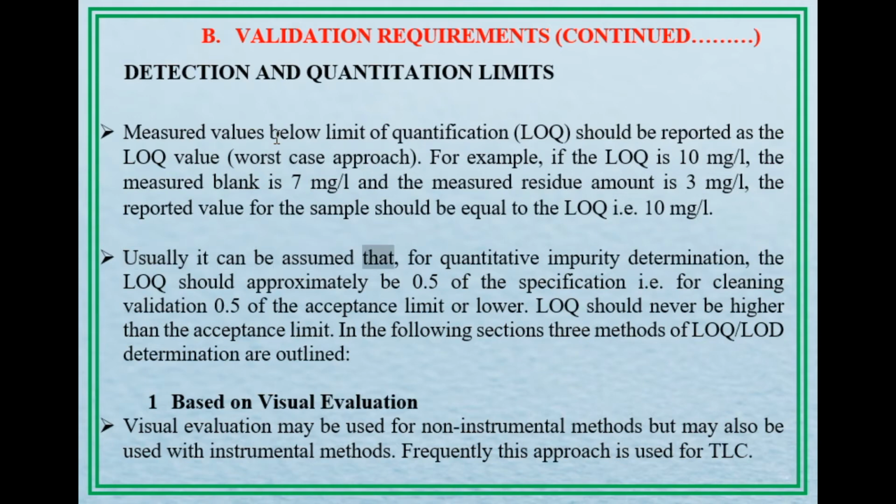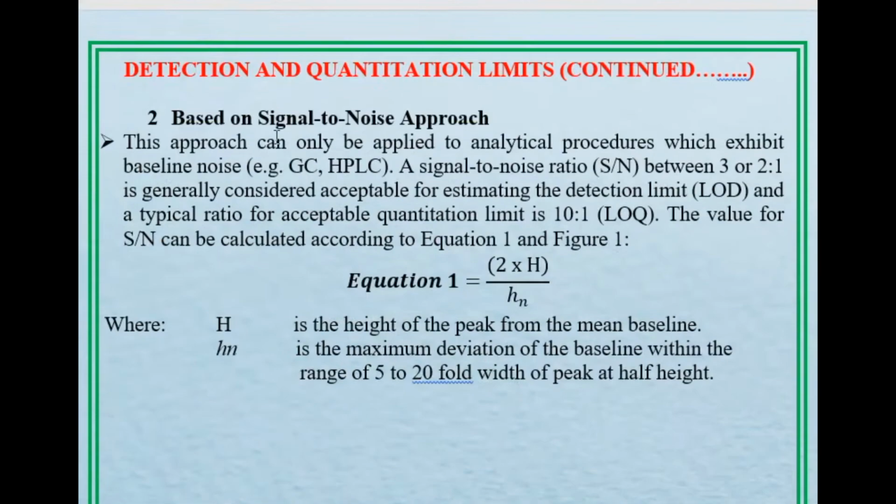Usually it can be assumed that, for quantitative impurity determination, the LOQ should approximately be 0.5 of the specification, that is, for cleaning validation, 0.5 of the acceptance limit or lower. LOQ should never be higher than the acceptance limit. In the following sections, 3 methods of LOQ determination are outlined. Based on visual evaluation. Visual evaluation may be used for non-instrumental methods but may also be used with instrumental methods. Frequently this approach is used for TLC.